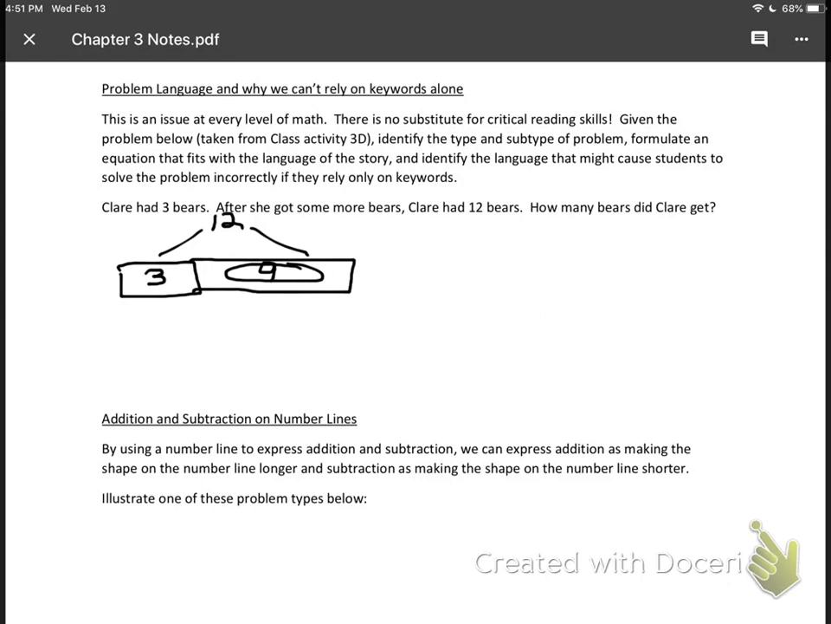Well, let's see. Claire had 3 bears after she got more bears. What my kids will do is they have 2 numbers, and they think, I'll add them together, and they would then think that Claire has 15 bears at the end, that it was the 12 more bears that she got here. But that is not how the problem is worded. So you may want to ask your students, what could they possibly do incorrectly here, and how can they make sure not to do this?